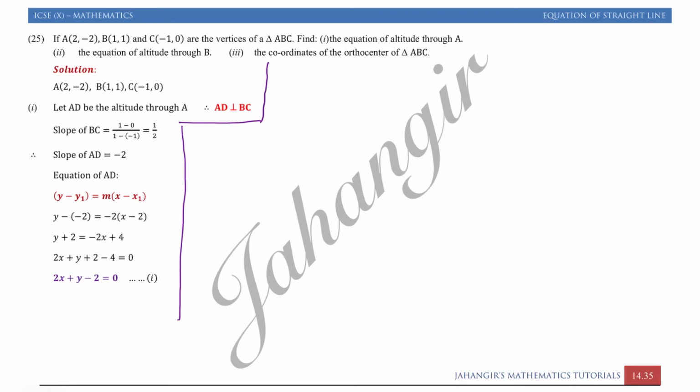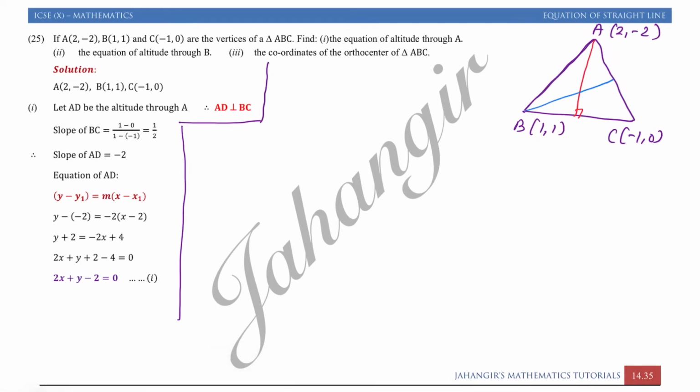If A, B, C are the vertices of the triangle ABC, A is 2 comma minus 2, B is 1 comma 1 and C is minus 1 comma 0. Then first you have to find the equation of the altitude through A, then the equation of altitude through B, third में coordinate of orthocenter. Orthocenter is the point of intersection of altitudes. So this point we can find by using simultaneous equations.